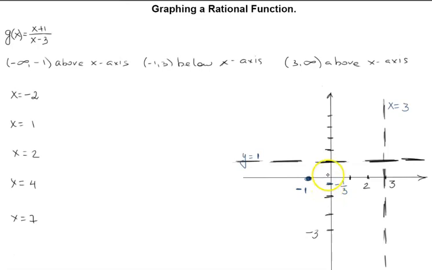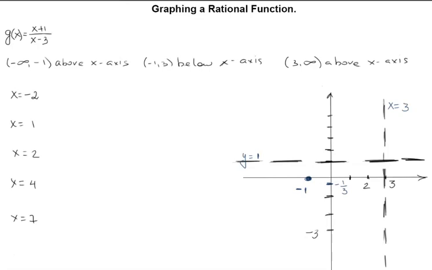Then we also found out how the graph behaves around the vertical asymptote. We figured out that on the interval from -infinity to -1 it's going to be above the x-axis. Then the interval between -1 and 3 is going to be below the x-axis. And then the interval from 3 to infinity is going to be above the x-axis again. So all we need to do is use a few extra points and graph the function.